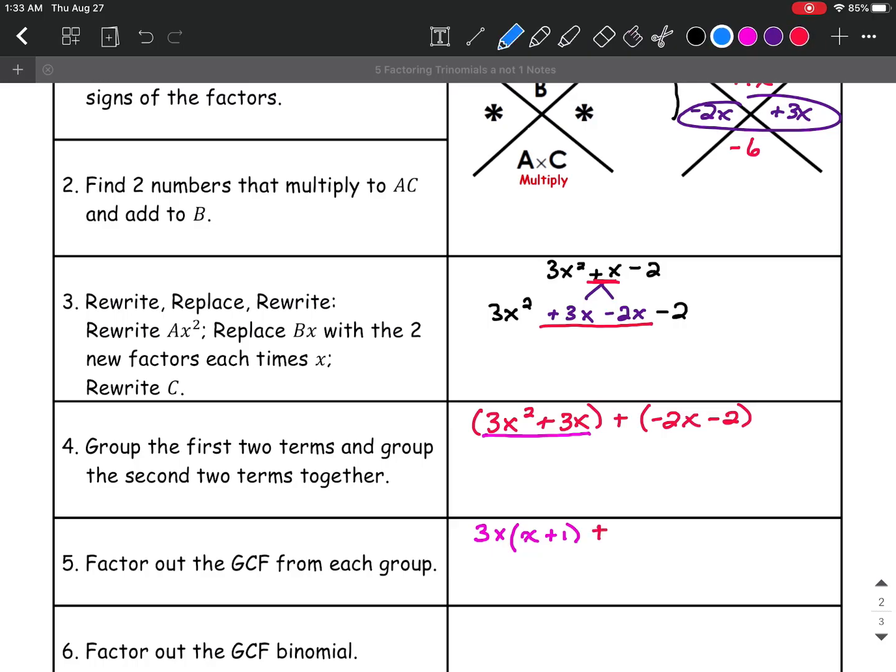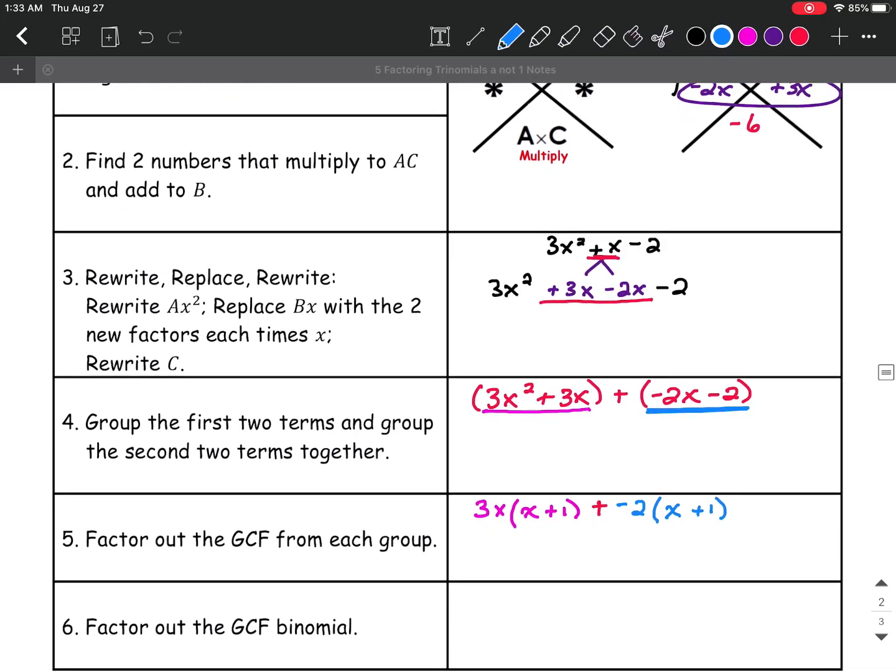And now, I'm going to look here. What does negative 2x and a minus 2 have in common? They have a negative 2 in common. And if I divide that out, negative 2x divided by negative 2 is just x. And negative 2 divided by negative 2, be careful, is positive 1.